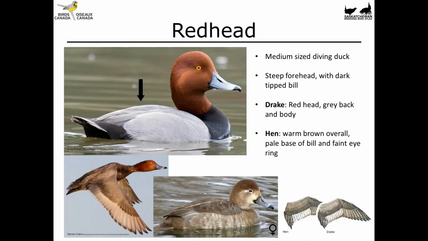The next diver is the redhead. This bird is about 80% the size of a canvasback, so it's a medium-sized diving duck. It has a steep forehead and a dark tip on its bill. The drake has a redhead, so aptly named, and it has this gray back and body. The hens are a warm brown overall with pale feather coloring at the base of the bill and a faint eye ring. You can see that the drakes and the hens have a similar wing patterning.